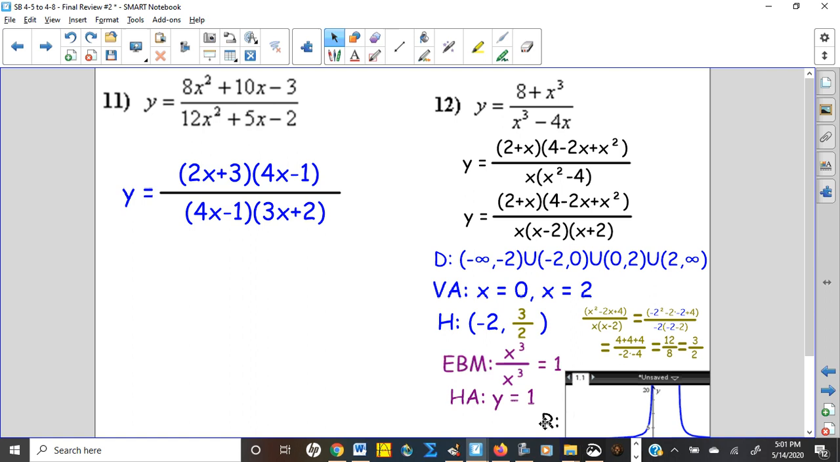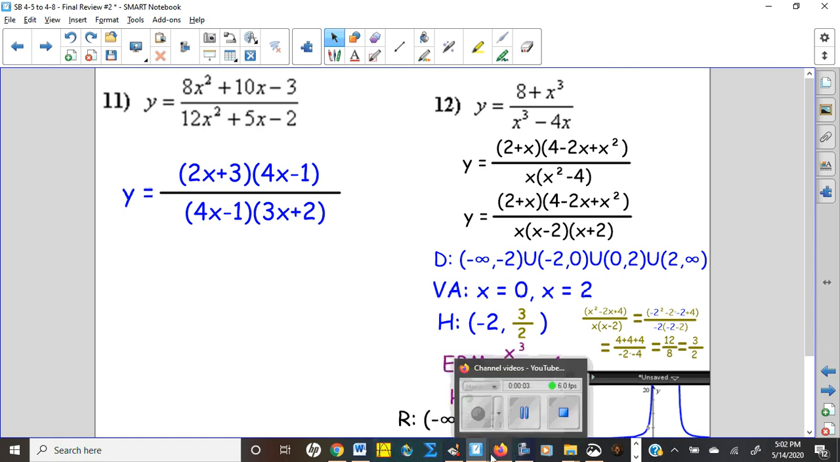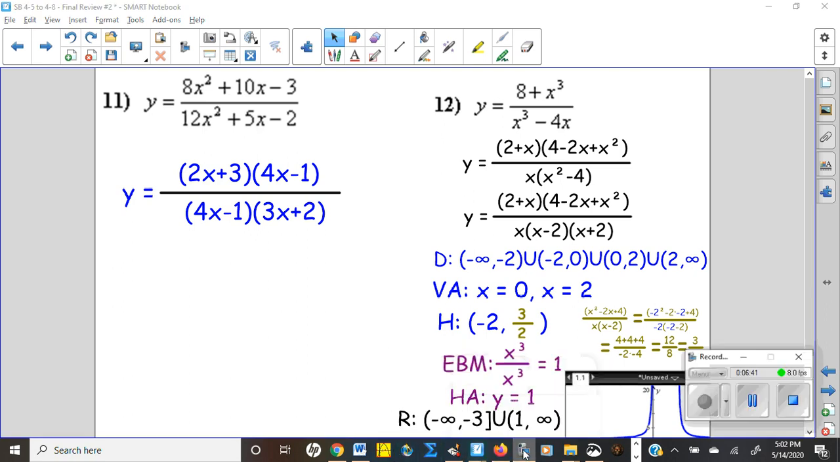So our range is going to go from -infinity to -3, I should say. Notice how we are including that value with the bracket. And then we start again at 1, but not including 1, hence the parenthesis there, and then on up to infinity. So there's the range, and that finishes off problem number 12, a rational function. Always a lot of fun.